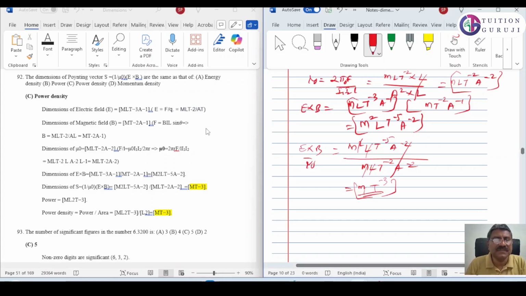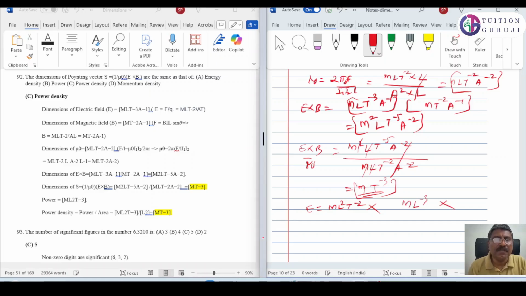Now we have to check which of the physical quantities is giving the same dimensions. So anyway, it is not energy. Energy we know is force times distance, which is ML² T⁻². That we can rule out. The next one is density. Density we know is mass by volume, so ML⁻³. That is also ruled out.